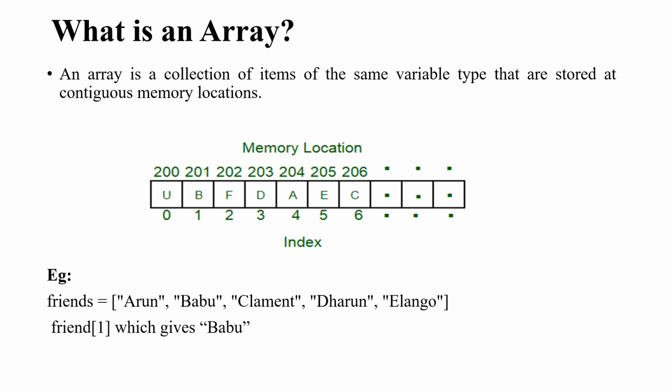For example, imagine you have 5 friends and you want to store their names together. Instead of writing them separately, you can use an array like this. Friends is an array name and the values are Arun, Babu, Clement, Darun, Ilango. Now you want to know the second friend's name. You can simply use friends of 1, which gives Babu. Remember, in most programming languages, array counting starts from 0.